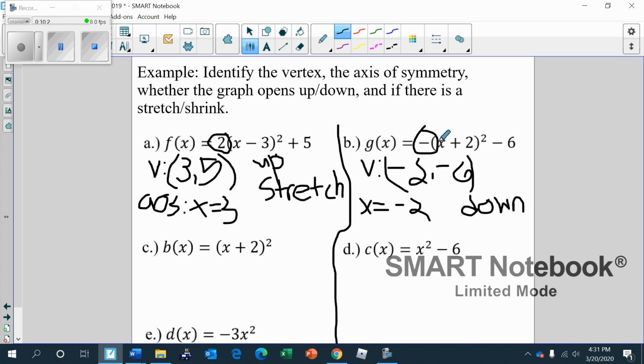And there is a stretch or a shrink. There's actually neither, because this here is what? An invisible 1. So the invisible 1 tells you that there is neither. There's no stretch or shrink. It's just a normal parabola.